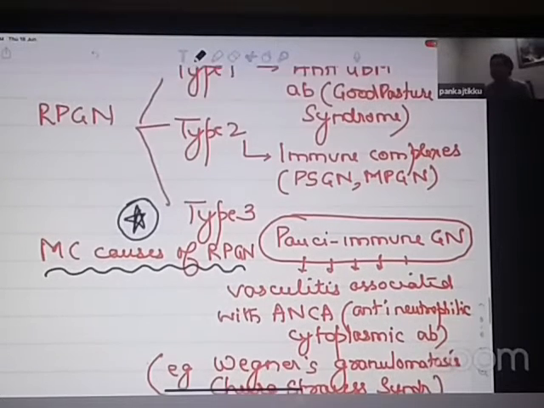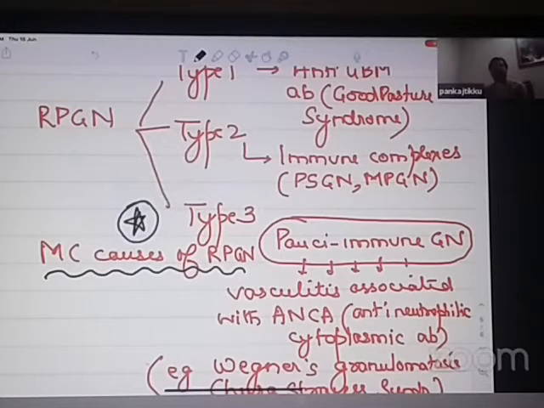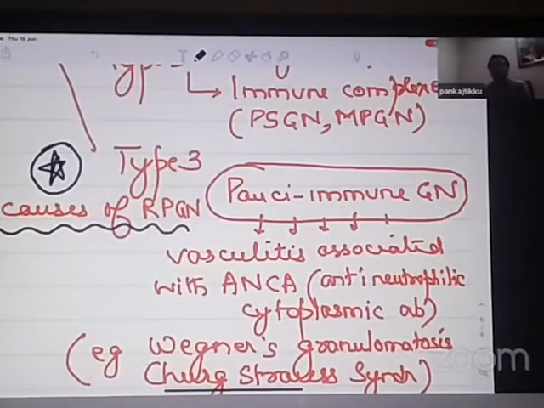Now, what is meant by pauci-immune glomerulonephritis? Pauci means less, immune means immune complexes. So, very little immune complexes in this type of glomerulonephritis. They usually are groups of vasculitis which are associated with anti-neutrophilic cytoplasmic antibodies. Examples of these disorders are Wegener's granulomatosis and Churg-Strauss syndrome.